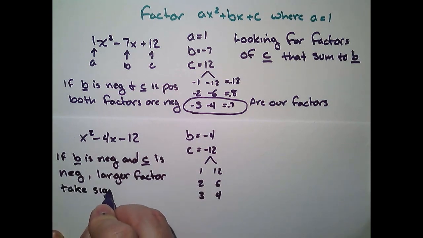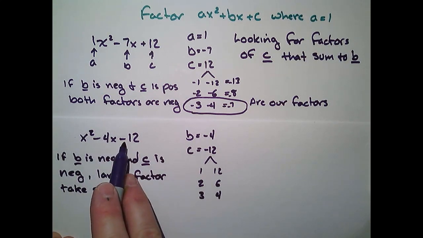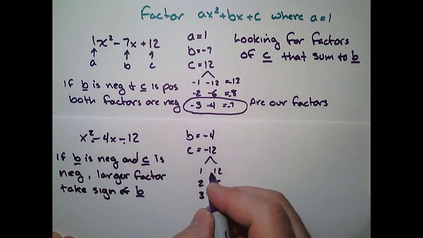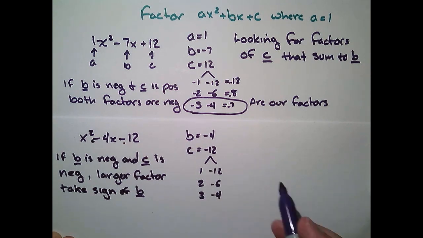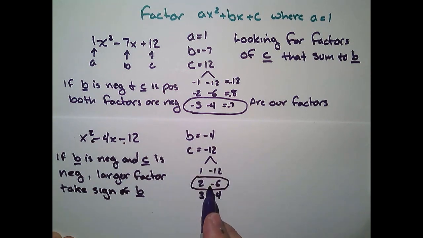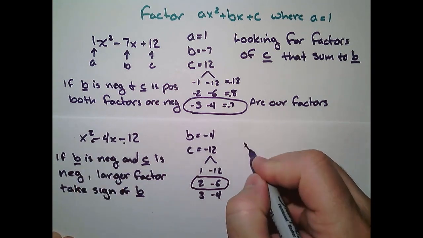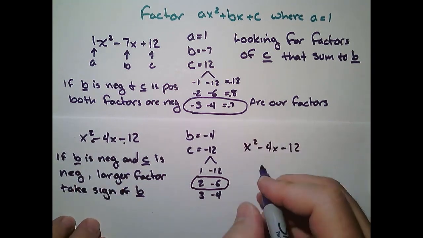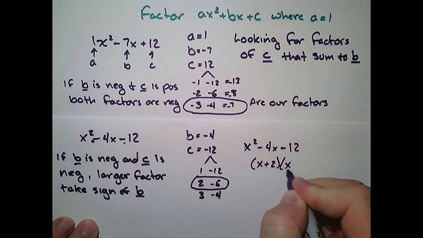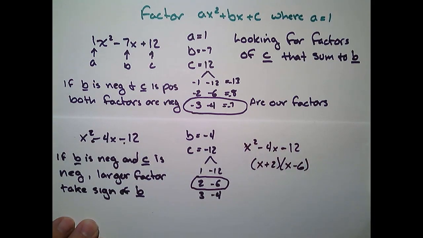And this actually works for if b is positive. If the c is negative, then the larger factor takes the sign of b. So we got a negative 12, so a negative 4. So we mark those, and then we can see that 2 and negative 6 add up to negative 4. So our factors here in this case are x plus 2, x minus 6. There we go. So factors of c that sum to b.